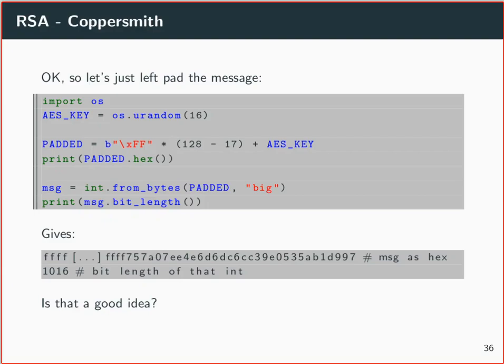Okay, so it was obviously a bad idea to just pad the message by appending something. So the only choice we really have is prepending stuff. So let's create a new padding scheme where we take our AES key and prefix something. This is, for example, FFs, FFs. So our message that we will encrypt with RSA looks like this.